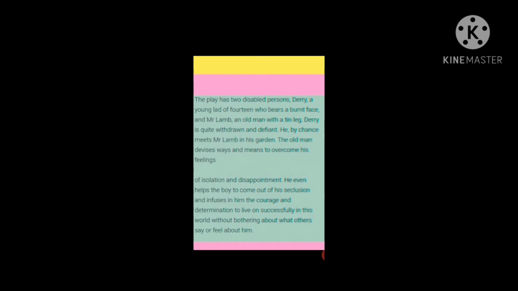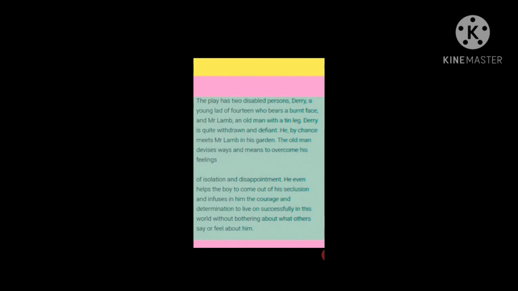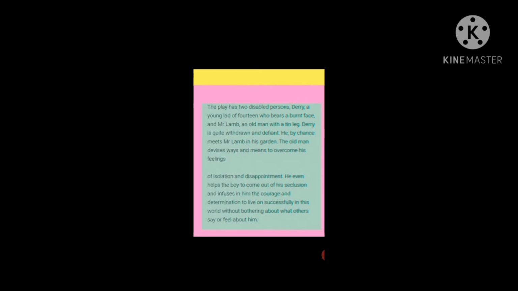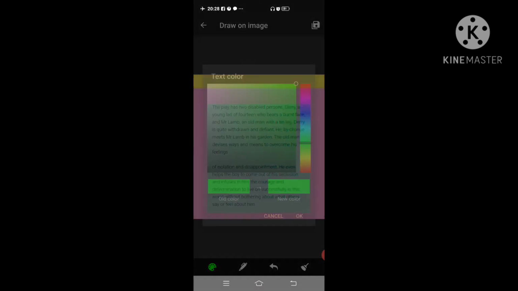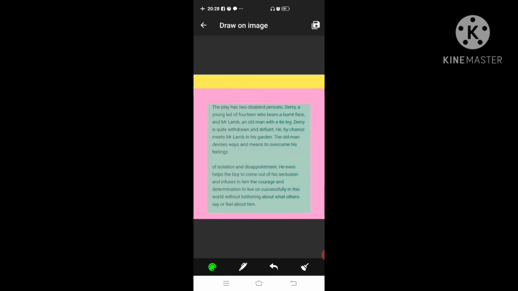The old man devises ways and means to overcome his feelings of isolation and disappointment. He even helps the boy to come out of his seclusion and infuses in him the courage and determination to live on successfully in this world without bothering about what others say or feel about him. So the point to be noted here is that it was Mr. Lamb who helped him.